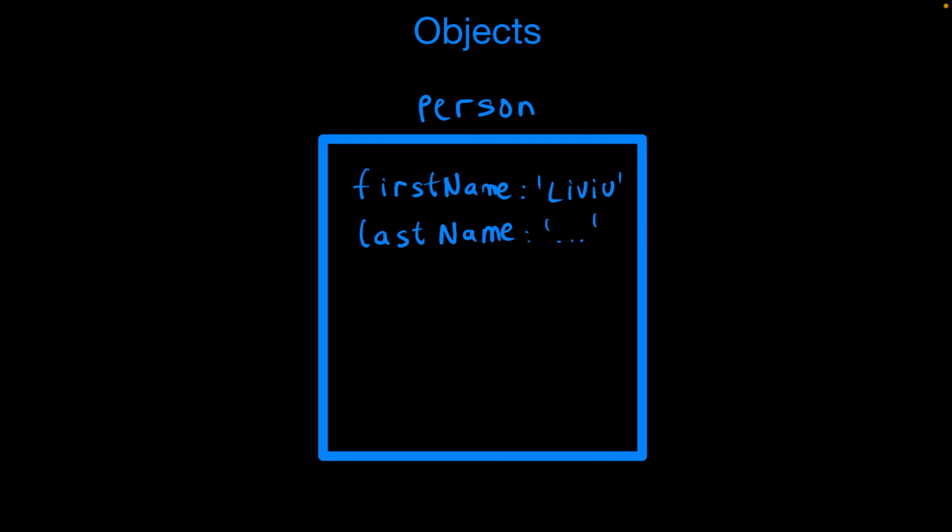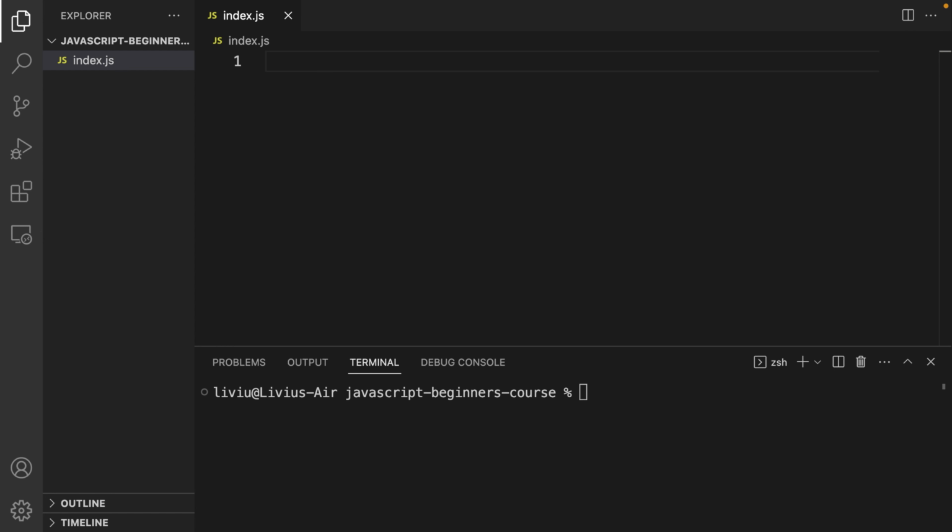So once again, we have a box labeled person that has two compartments, first name and last name. Each compartment can have a value. In this case, both of them are strings. But it can be numbers or even other objects. So let's create an object that stores some information about a person.